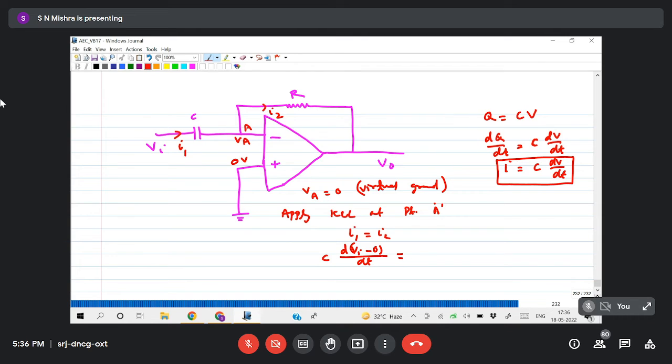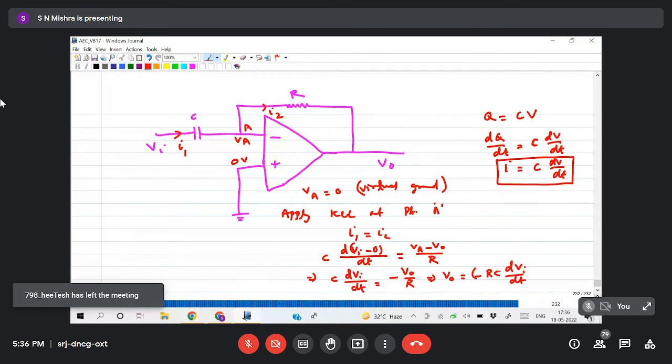the current through the resistor, which is (VA minus V0) by R. So (VA minus V0) by R. So C dVi by dt equals, VA equals 0, so minus V0 by R. That implies V0 equals minus RC dVi by dt.